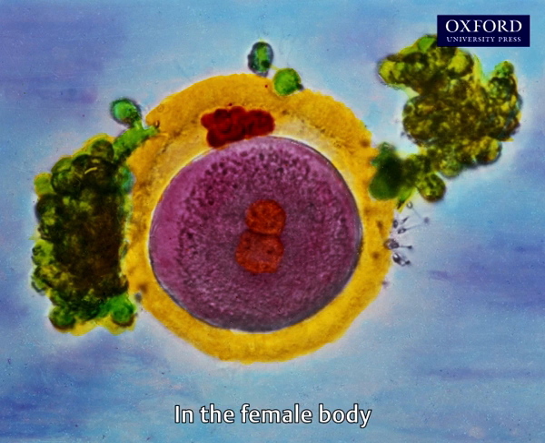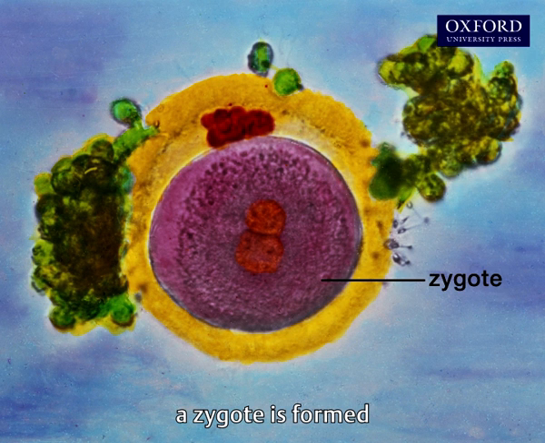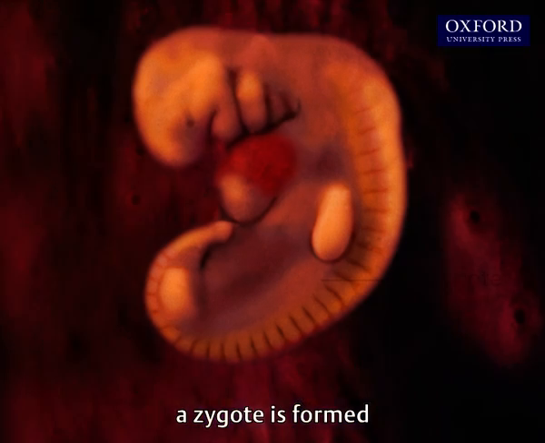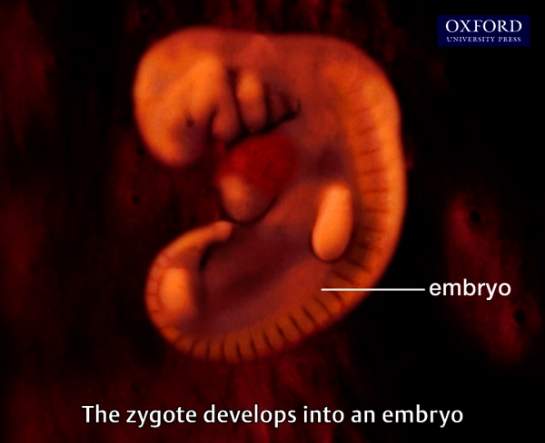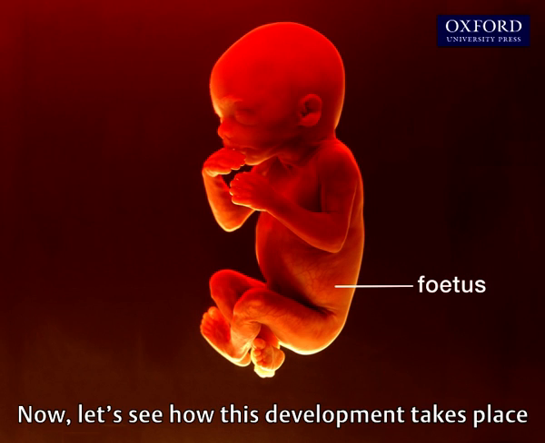In the female body, when an ovum is fertilized by a sperm, a zygote is formed. The zygote develops into an embryo and then a fetus. Now let's see how this development takes place.